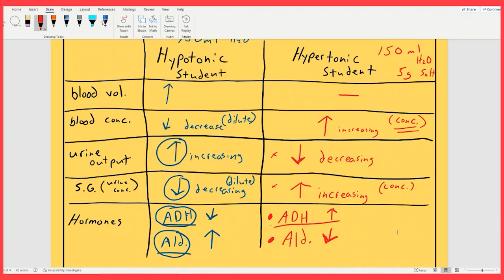So consider some of these things when you hear about these fluid regulatory hormones in your lectures, which for many of you will be, you know, chapters 26 and 27 of the textbook. For now, just remember this table is what's fair game for your lab quiz. Urine output, specific gravity, and the hormones for our hypotonic and hypertonic student volunteers in lab.